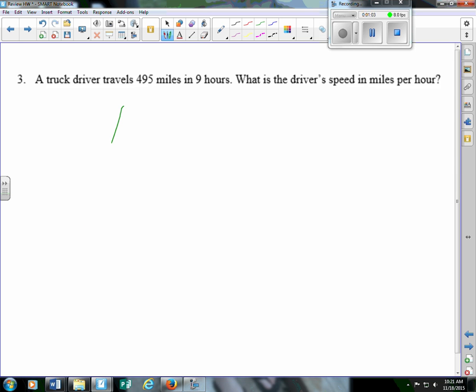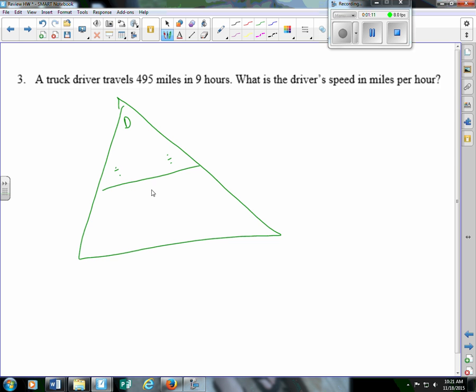Again, dirt pyramid here. So we have distance divided by, sorry that this is sideways, we have rate and we have time. We have 495 for our distance divided by 9 hours is going to give us our rate, or our miles per hour. So you take 495, divide that by 9. 9 goes into 49 5 times. You get 45 left over. So his rate would be 55 miles per hour.